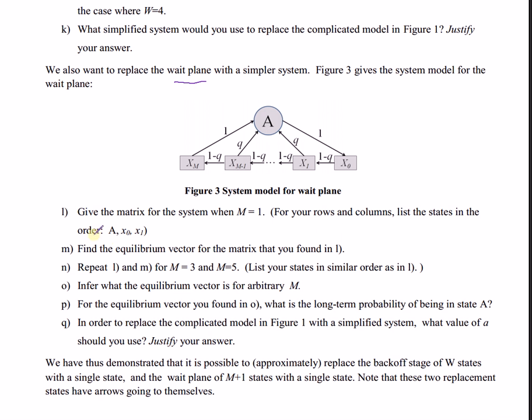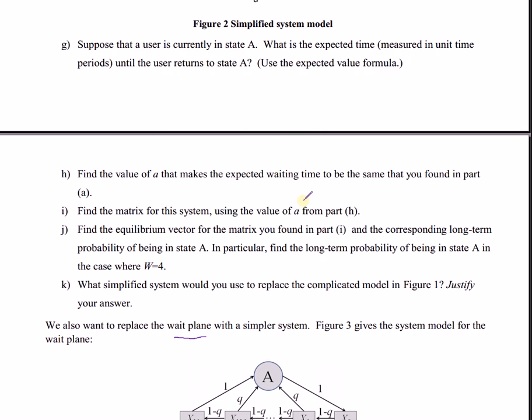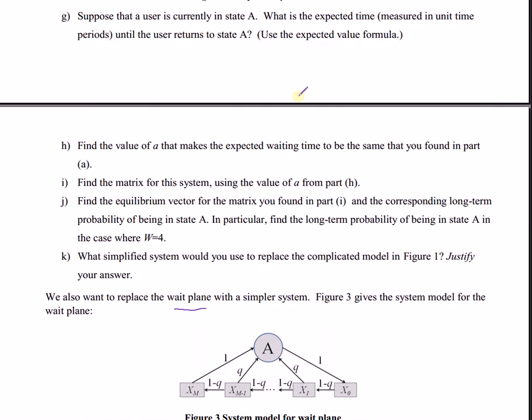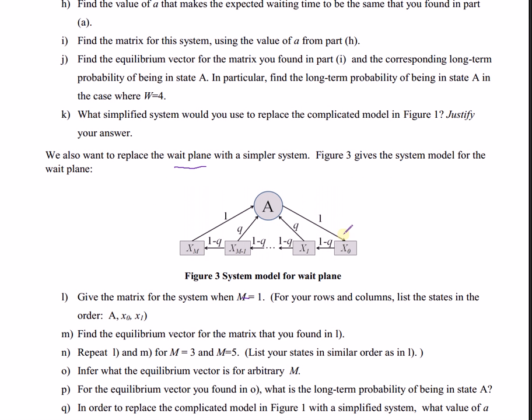Okay. And here I'm asking for some similar facts about this system. I want you to find the matrix and the equilibrium vector for 3 different cases, m equals 1, m equals 3, and m equals 5. I want you to infer the equilibrium vector and then do similar questions for this system. And the upshot of this is going to be to find a version of this two-state model that can replace this more complicated weight plane.